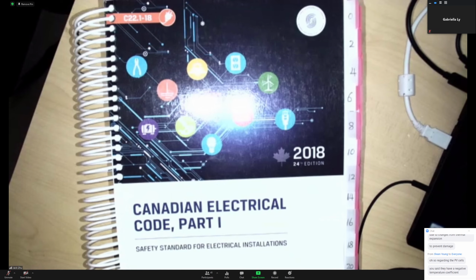Yes, because they are made of semiconductor material. The lower the temperature, the higher the output voltage, and the higher the output power. There are three factors deciding that. One is cell temperature, one is the irradiance, and another one is the load impedance, or load.